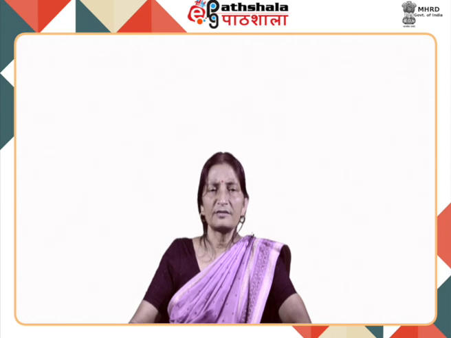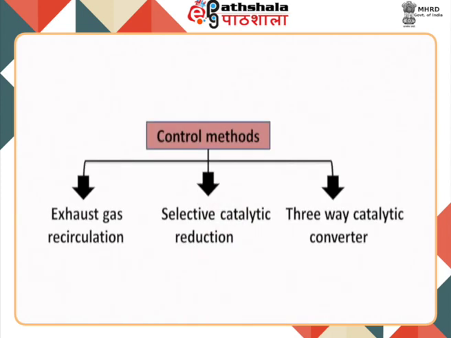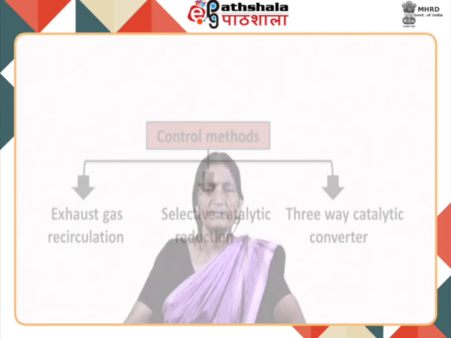Vehicular exhaust. This is another place where nitrogen oxide emission has to be controlled. The control methods include exhaust gas recirculation, selective catalytic reduction, and a three-way catalytic converter. We can discuss each of these methods in detail.